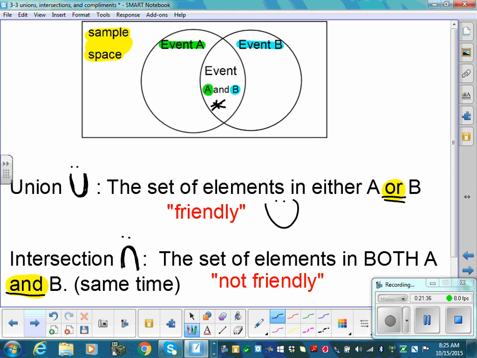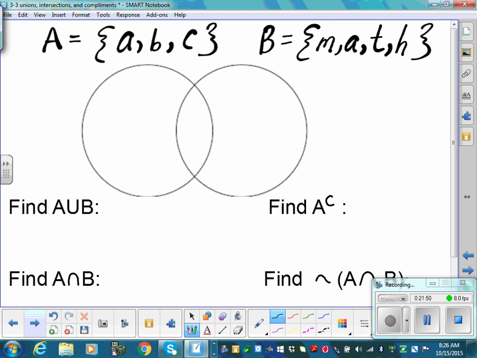When it was friendly, everybody was welcome in set A and B. Intersection was only in here. Does that make sense, everybody? Okay. No questions? Okay. All right, so let's do this for first example.